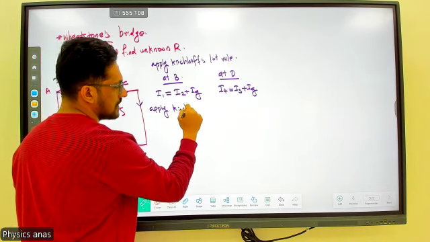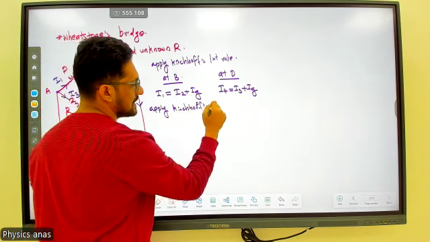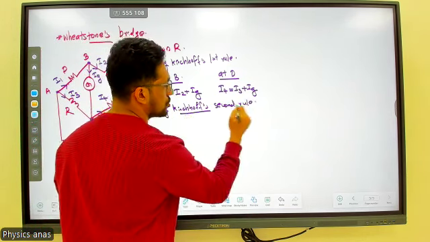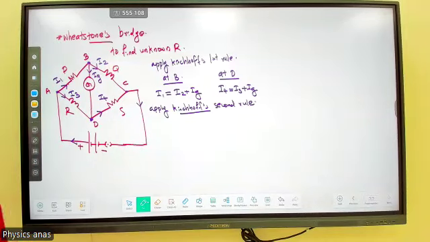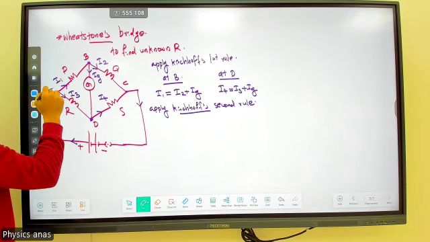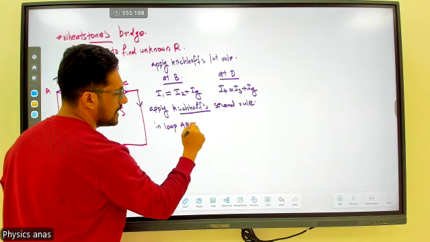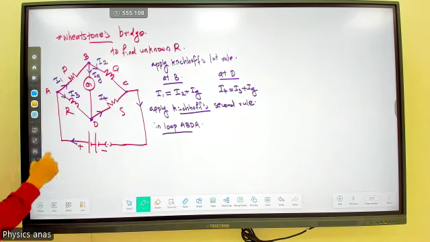Now apply Kirchhoff's second rule. The second rule should be applied on loops. Which loop are we selecting first? Loop A, B, D, A. What is the equation of loop A, B, D, A?